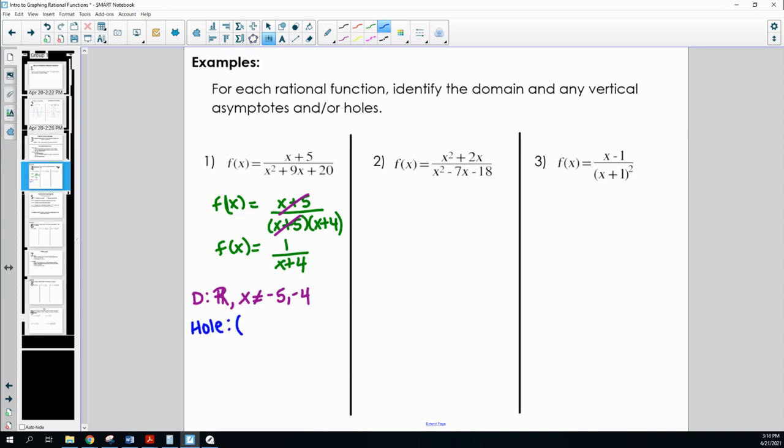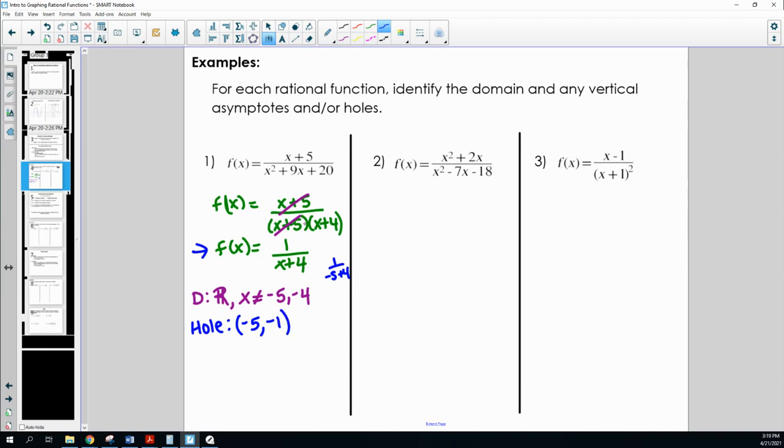Okay, and the hole is going to happen at the value that makes that 0. So we canceled out x plus 5, and we get -5. To find the y value of the hole, we're going to plug in this -5 into the new function. So into this function here. So I'm going to get 1 over -5 plus 4. So this is 1 over -1, which is -1.